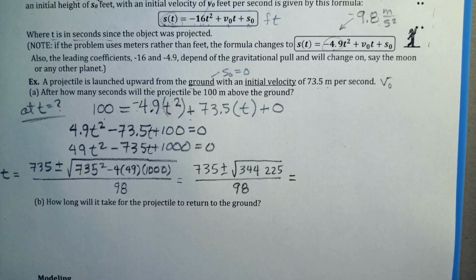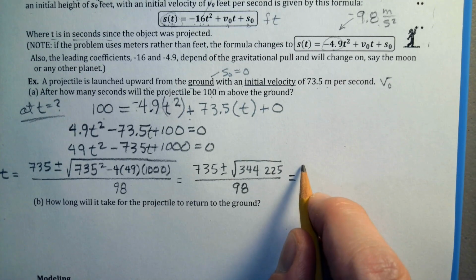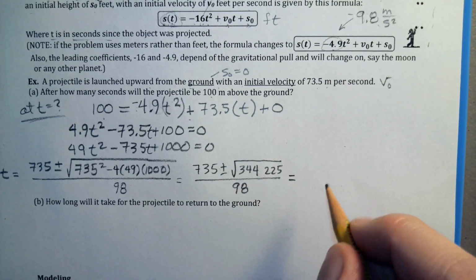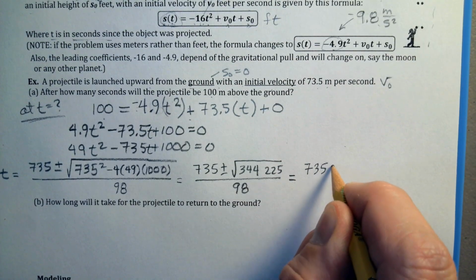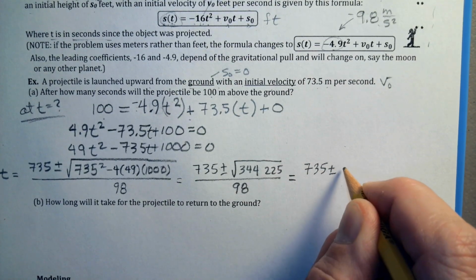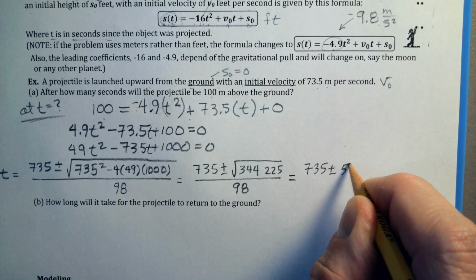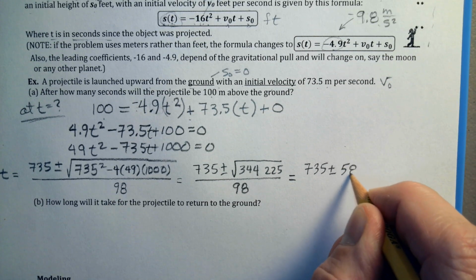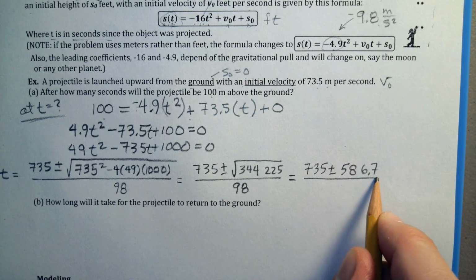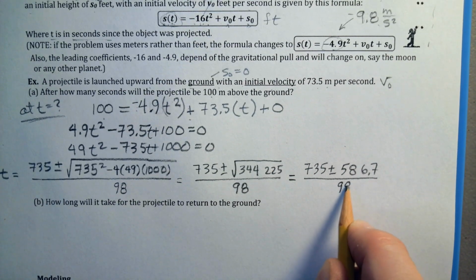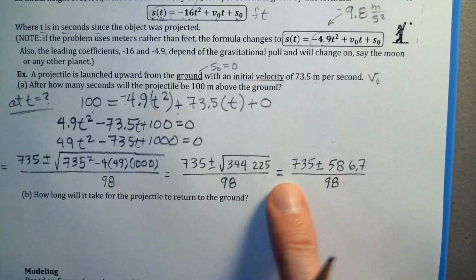And then simplifying this, that's 735 plus or minus, I'm just going to go to the nearest tenth, so 586.7 over 98. Now, we don't want to leave this as an answer.